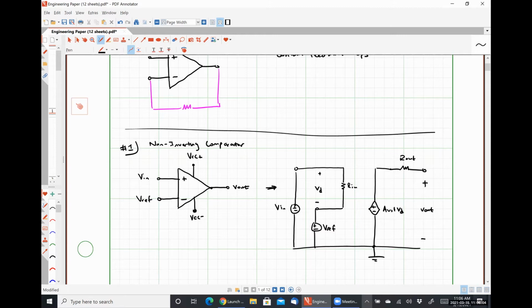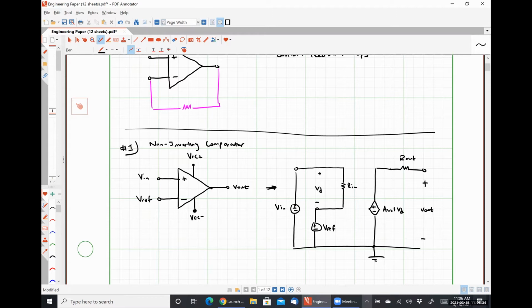So we can see pretty easily by inspection that our output voltage in this case is just going to be AVOL, our open loop gain of our practical amplifier, so something on the order of anywhere from 10,000 to a few million, multiplied by our differential voltage VD, where VD in this case is simply Vin minus Vref.